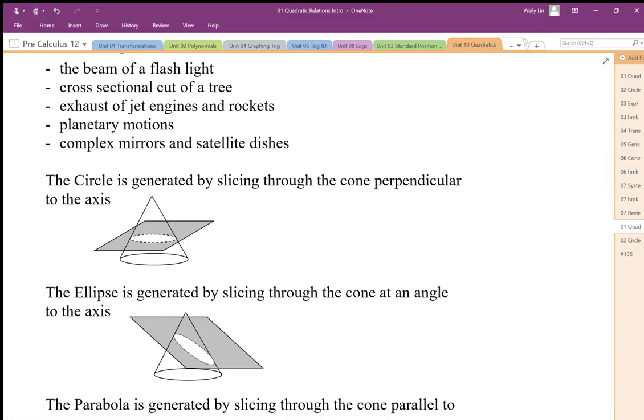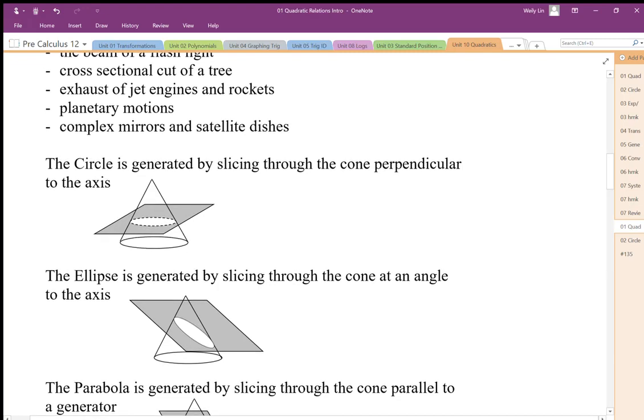Lots of planetary motion. How planets move in the solar system is governed by these quadratic relationships. The planets actually move in these parabolas, ellipses, hyperbolas. We have comets that come through the solar system on hyperbolic paths. Complex mirrors and satellite dishes. Satellite dishes in particular, we usually see them all the time, and they're all based on these parabolic dishes, which help focus the signals onto a point. And we'll show you some of the properties of these quadratic relations in a second.